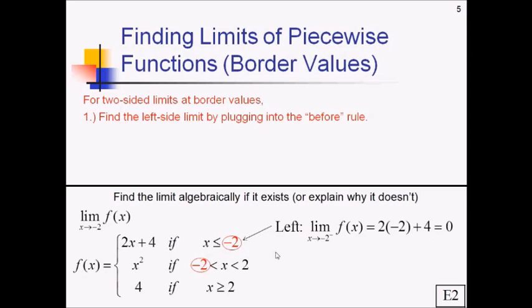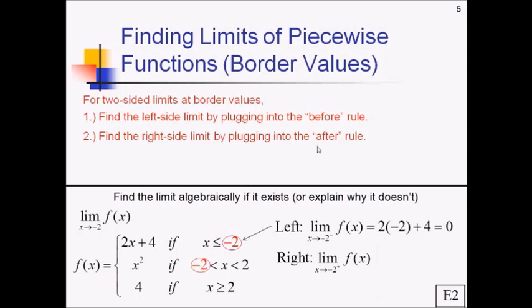Now we also need to know the right-sided limit to see if it matches the left-sided. So for the right-sided limit, and I'll write right, and then limit as x approaches negative 2 from the right side. For the right-sided limit, what do you think we have to do? That's right, we have to plug our value into the after rule. So that would be this rule right here. So we would have negative 2 getting plugged into x squared, which we know comes out to 4.